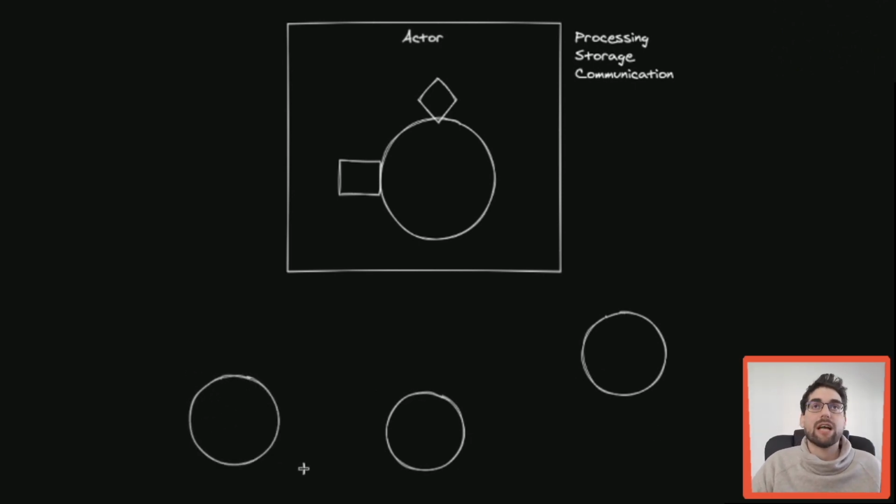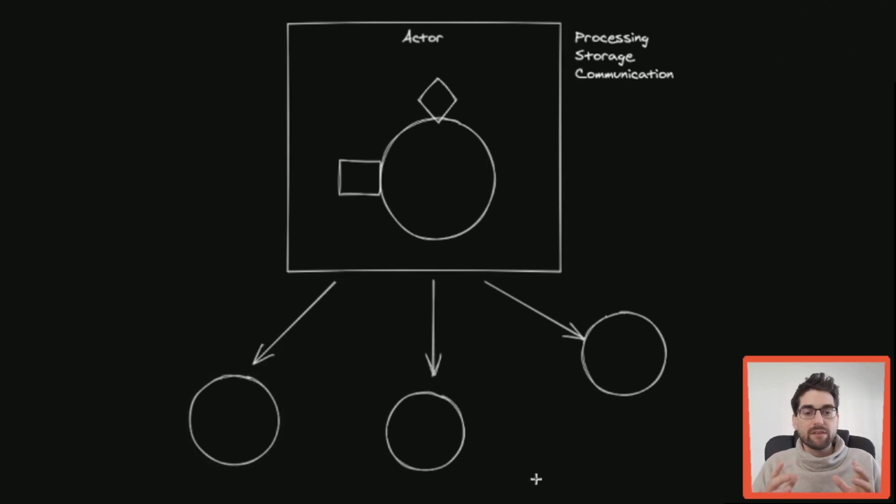Now, once these actors are created, you need a way to communicate. So an actor can send messages to these other actors. Nothing weird for now. But the important thing you need to understand is that this is sending a message. It's not making a function call or anything like that. It's not accessing that actor directly. It's sending a message to that actor.